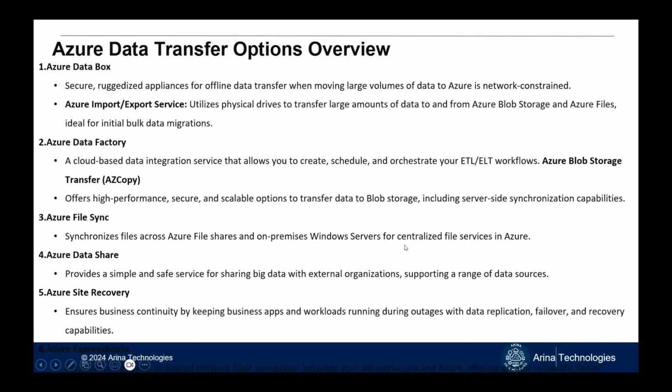Now, this is a keyword, centralized, where you have different storage, like if you have an on-prem data center, and you have different locations that are there. So what you could do is use File Sync, which will consolidate data from all these different locations and then put the data into a shared common centralized location that is there in Azure.